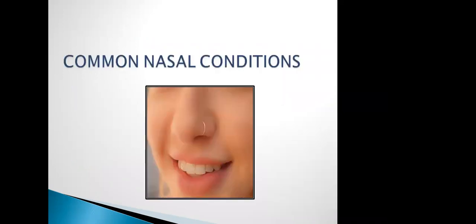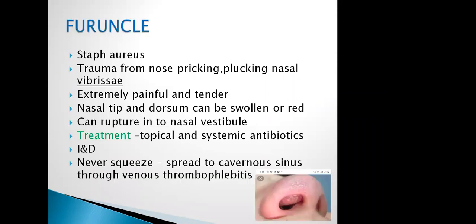These are basically the common ear conditions, and coming to the common nasal conditions. The furuncle of the nose is commonly caused by Staph aureus. It can be due to trauma from nose picking, plucking of nasal vibrissae. It is an extremely painful and tender condition. The nasal tip and dorsum may be swollen and red. You can see the furuncle in the vestibule or tip of the nose. It can sometimes rupture into the nasal vestibule.